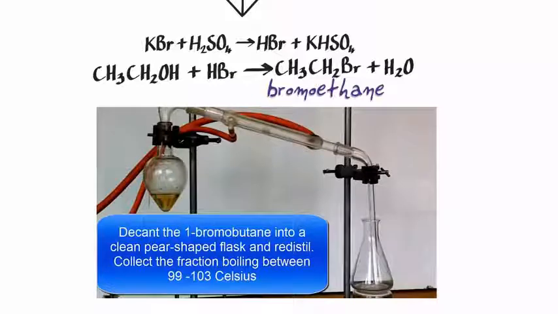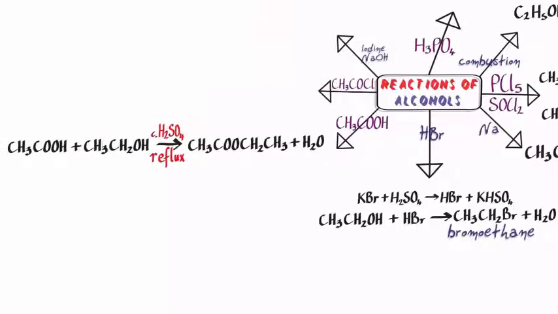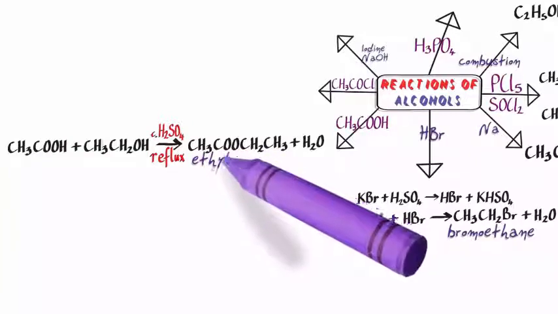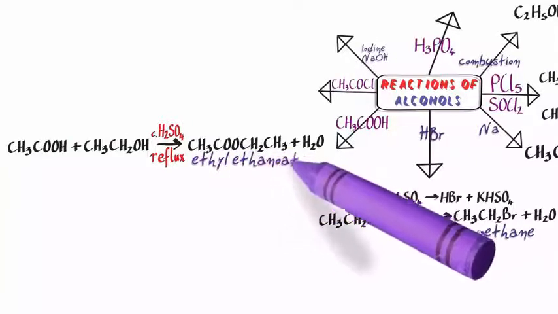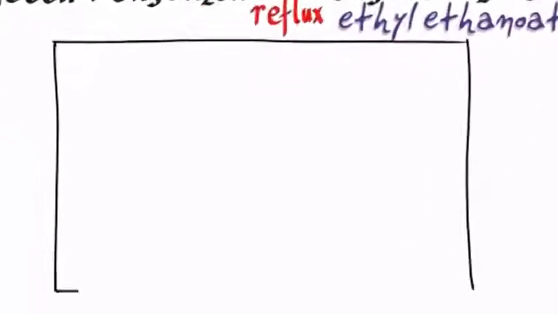So that was nucleophilic substitution, the formation of a haloalkane or alkyl halide from the corresponding alcohol, primary alcohol in that case. Next, let's take a look at esterification. Here we have the reaction of an alcohol with a carboxylic acid in the presence of the catalyst sulfuric acid. Reflux distillation is required. You can see that the products are an ester, in this case ethyl ethanoate from ethanoic acid and ethanol, plus water.